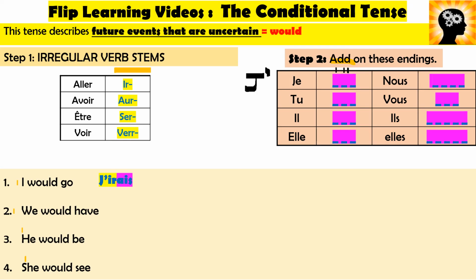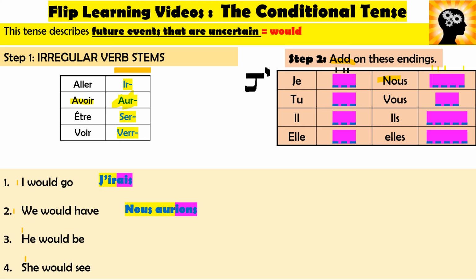So, we would have. We is nous, our stem, avoir, changes to aur for the future, and then our ending, can you remember it? IONS. Put it all together. Nous aurions is what you should have. We would have.